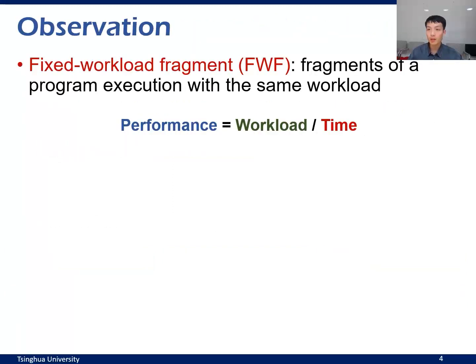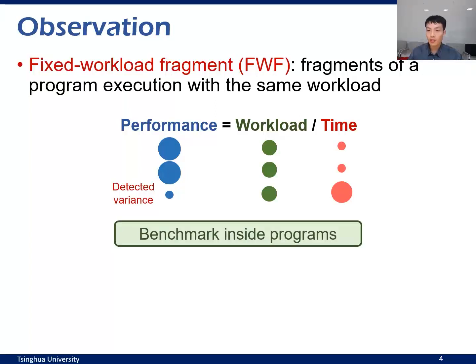Vapro is based on an important observation about fixed workload fragments. A fixed workload fragment is a fragment of program execution with the same workload. With the workload, we can divide it by time to get performance. For example, we have three fixed workload fragments, but they have different execution times. The fragment with a short time has better performance, and a long one has bad performance. This can be a detected variance. So fixed workload fragments can be naturally benchmarked inside programs.